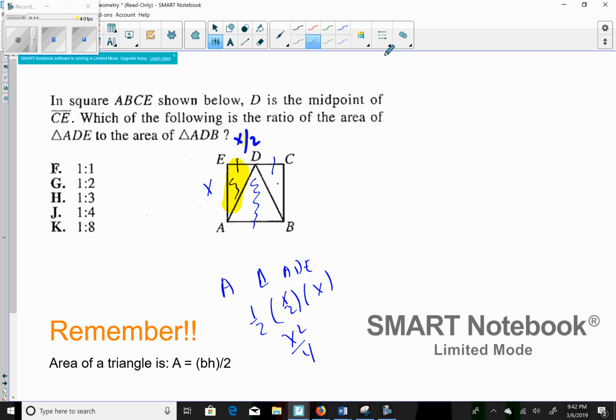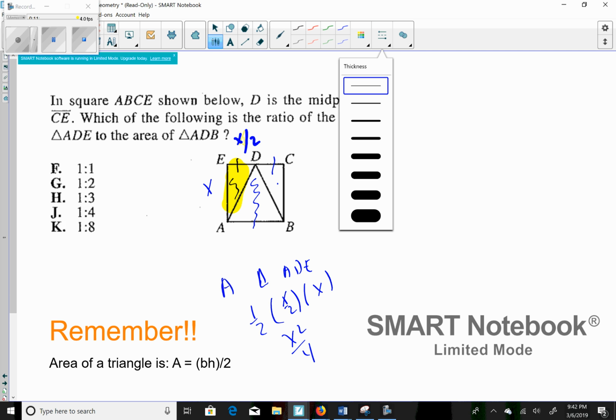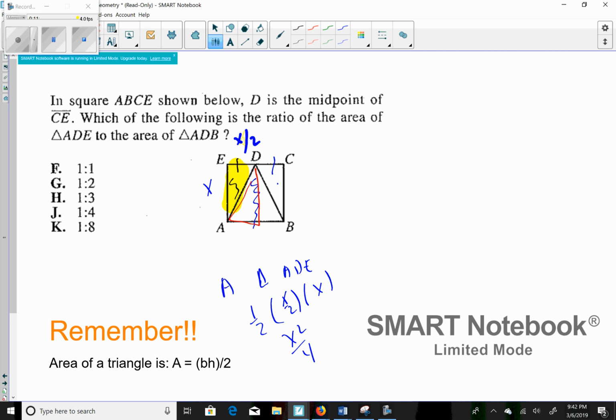Now, when I do the area of the larger triangle, this triangle here, putting those together, I can see that the area of that triangle, triangle ADB, is going to be 1/2 x, which is the base, times x, which is also the height. So that's going to be x squared over 2. So if I want to find the ratio, I can see that this one is going to be twice as large as that one. So my ratio is going to be 1:2.